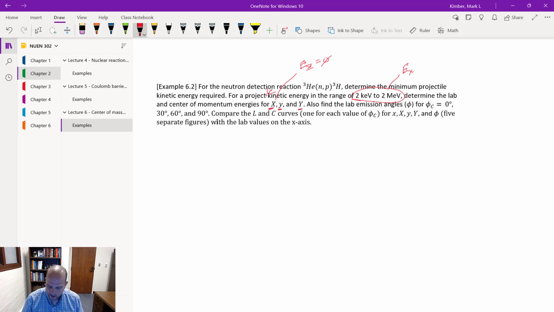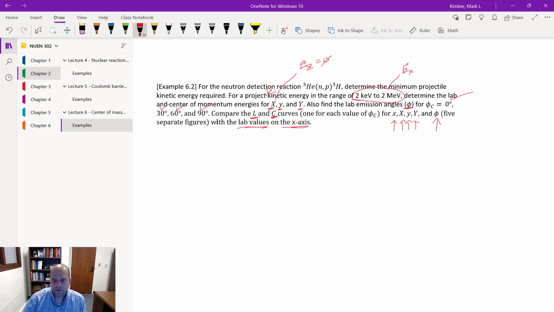And then I also want to find the lab emission angles for these 4 different values of phi c, so the emission angle in the center of mass reference frame. And I eventually want to compare both the 2 reference frames. I want to compare the values for all 4 of these, all 5 of these. So I want to have 5 figures, and I've got 4 values for phi c, and so each figure should have 4 curves tied to it. And I'll have the lab values on the x-axis.